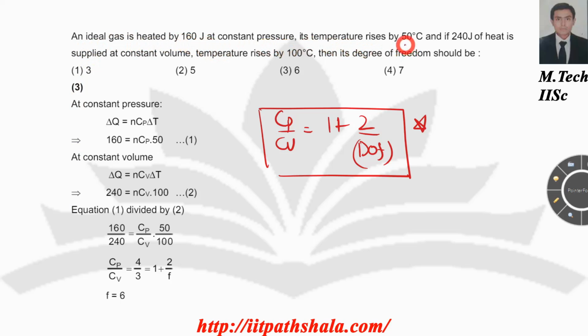Its temperature is raised by 50 degrees Celsius. Okay, so this is my first process going over here, a constant pressure process. Then if 240 joule of heat is supplied at constant volume, the temperature is raised by 100 degrees Celsius. So this is my second process going over here. Then I have to find the degree of freedom.